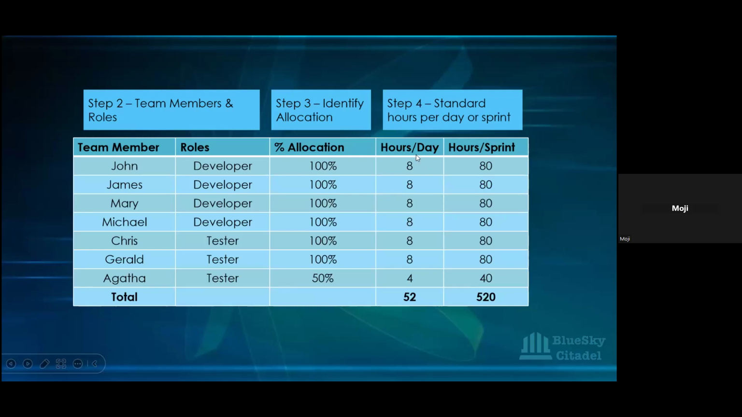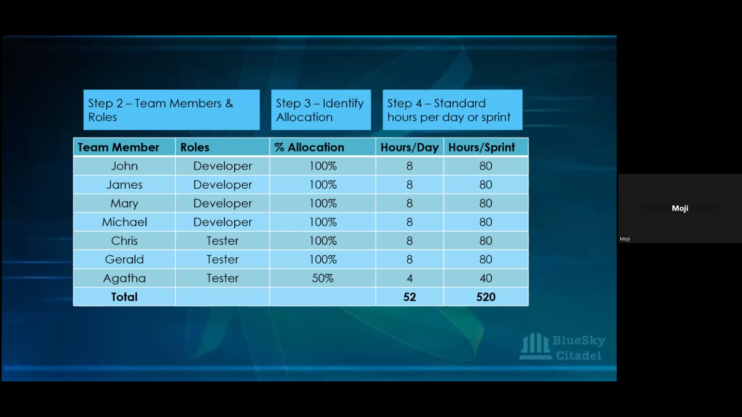Okay, so you can see the one for per day here, and then you can see the one for per sprint here. So you can see everyone has 8 hours per day. That's the standard hours they're working. And then for Agatha, our standard hours per day for this particular team is 4, because she's a borrowed resource on 50%.